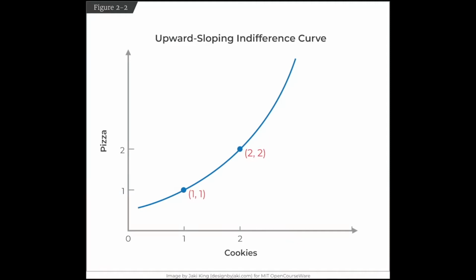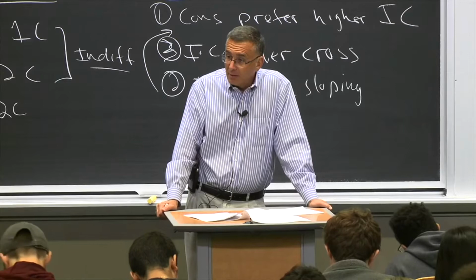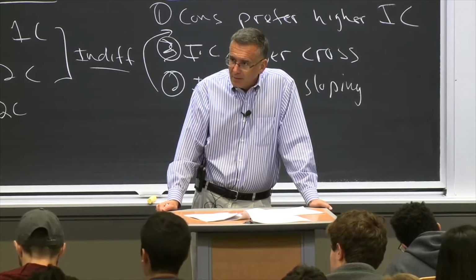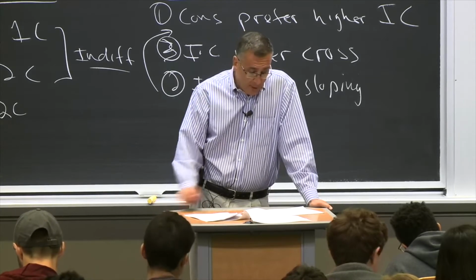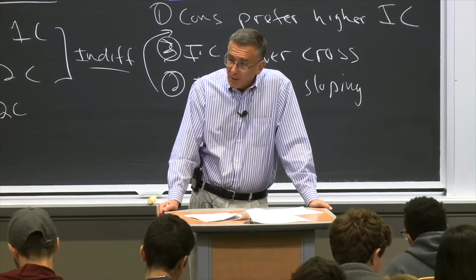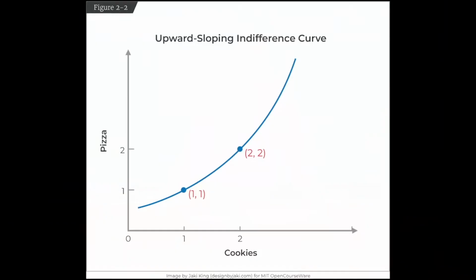So look at figure 2.2. Here's an upward sloping indifference curve. Why does that violate the principle of non-satiation? Well, either you're somehow less happy if you have more cookies, or you're less happy if you have more pizza. And that violates non-satiation. Exactly. On this curve, you're indifferent between one of each and two of each. You can't be indifferent. Two of each has got to be better than one of each. So an upward sloping indifference curve would violate non-satiation. So that's the second property of indifference curves.